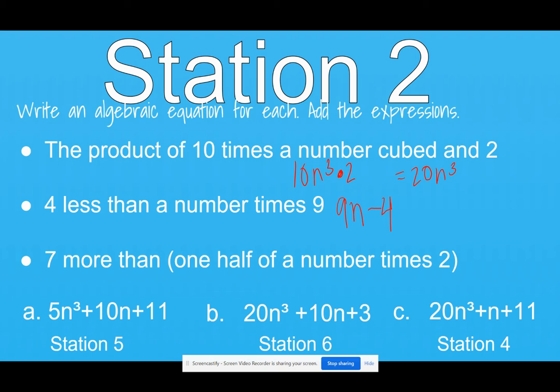And then 7 more than 1/2 a number times 2. So 1/2 a number times 2 is just n. And 7 more than that is +7. So I'd add all these together: 9n and n give me 10n. I'm left with a 20n squared. 7 minus 4 is 3, so I'm on to station 6.